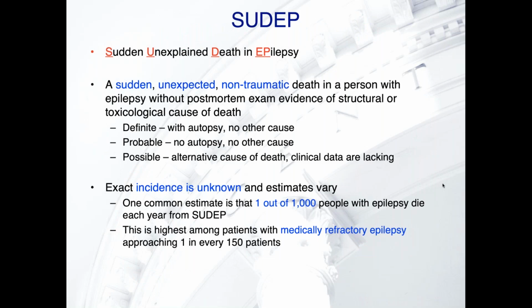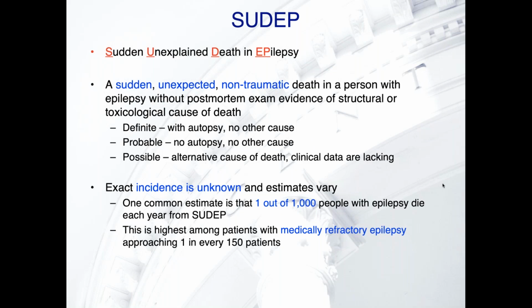So sudden unexplained death in epilepsy is a sudden, meaning unexpected, non-traumatic death in a person with epilepsy in which there is no other clear cause. Nobody knows exactly how frequent SUDEP is, and there are a lot of reasons for that, but mainly because a lot of deaths don't get coded appropriately. But one common estimate is that 1 out of every 1,000 people with epilepsy die each year from SUDEP. Anybody who's familiar with the Disney franchise might recall Cameron Boyce, who passed away just last summer from SUDEP.